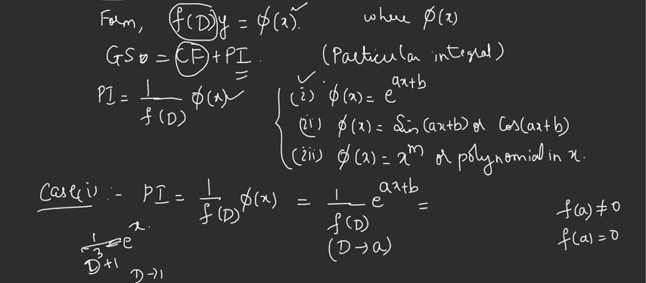So if I replace d by 1, what happens? Is it 0 or not 0? Not 0. So you should write it as 1 cube plus 1, e raised to x. This is your answer. Done. So if it is not equal to 0, you have to replace it.